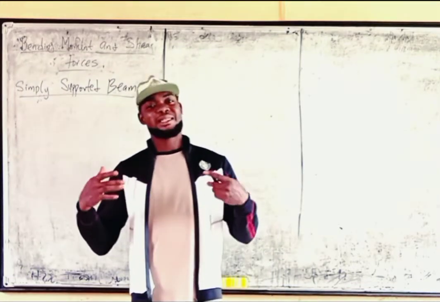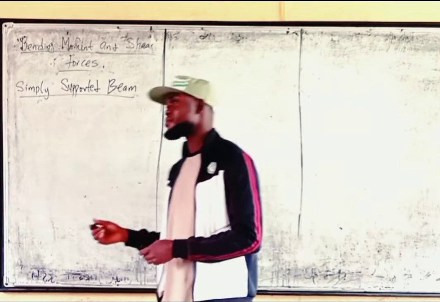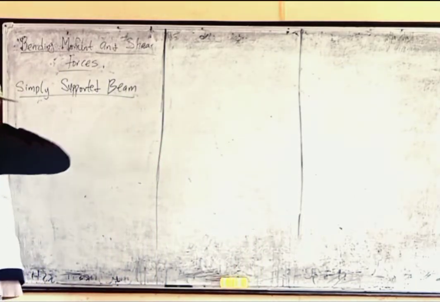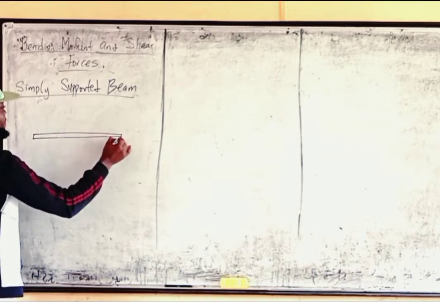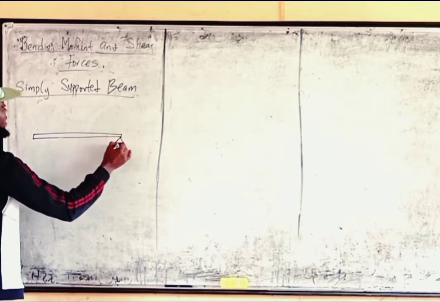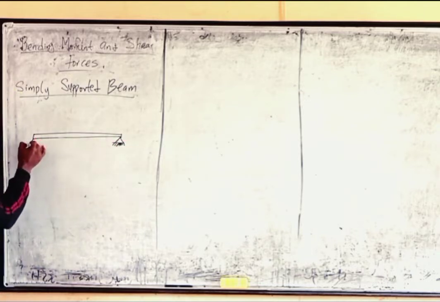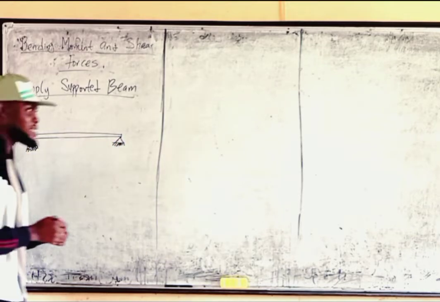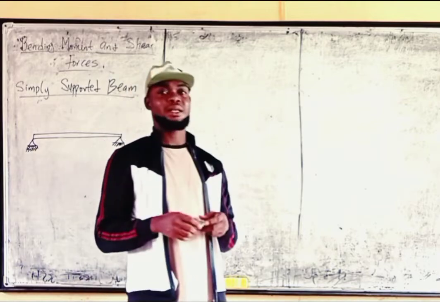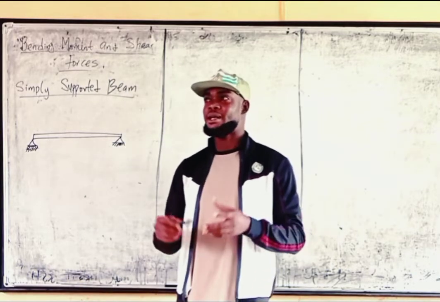Now, what is a simply supported beam? That's the first thing. Let me just draw one so you can see it. A simply supported beam is a beam that has a pin support at one end and a roller support at the other end. That is what we call a simply supported beam.